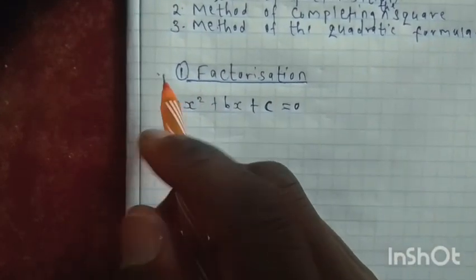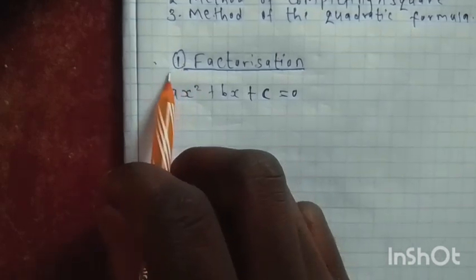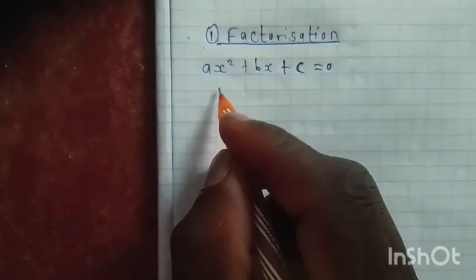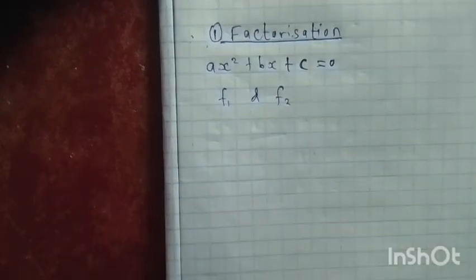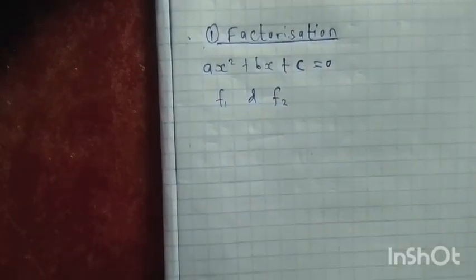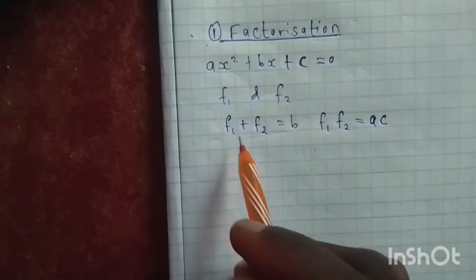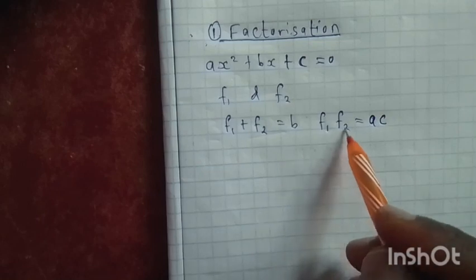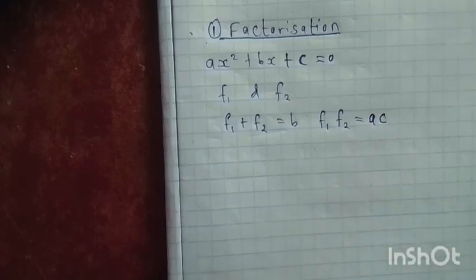In the method of factorization, we are going to find two factors, f1 and f2, such that the sum of these factors is b, and the product of these factors is the product of a and c. So we find two factors whose sum is b and whose product is the product of a and c. Let us go directly to illustrate this with an example.